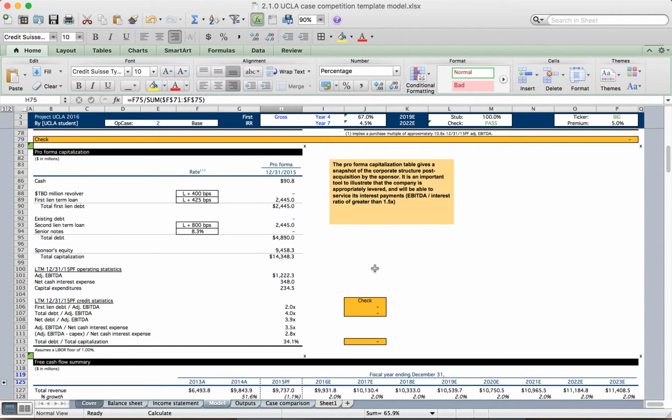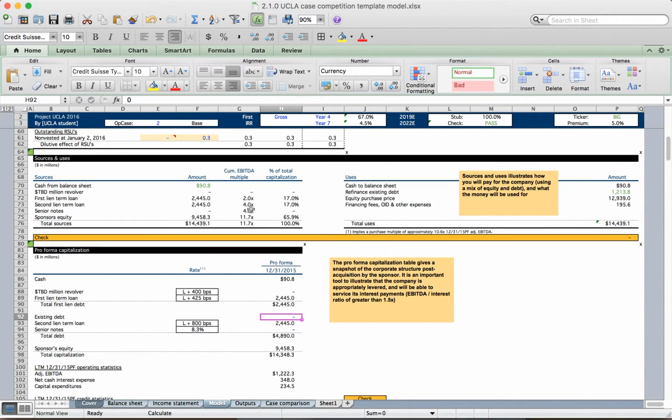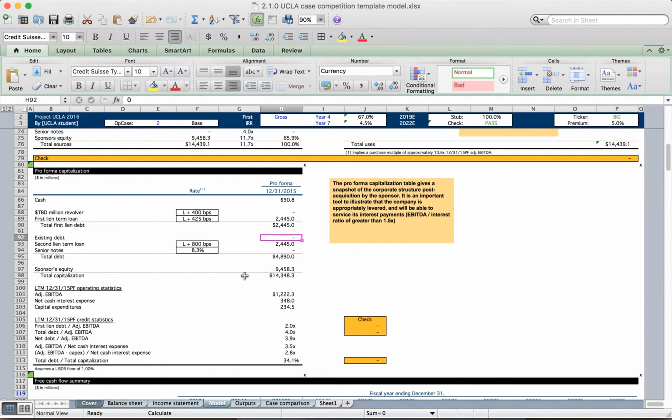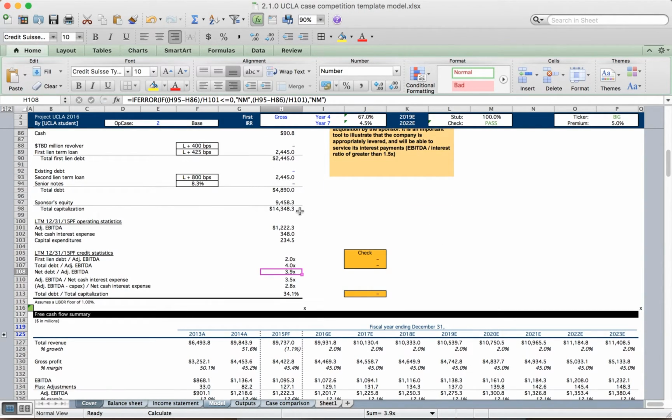So then moving down to your pro forma capitalization, you're going to look at a snapshot of the corporate structure post-acquisition. So after the sponsor buys this company, what immediately is their balance sheet going to look like? This is going to be very similar to your uses table, or your sources table here, because this is essentially a summary of the sources that you're using. But it also gives you some good metrics to see how well you can pay off the interest associated with those loans. So you can see that we've got your net cash interest expense, your CapEx, and then some ratios down here that are pretty much your interest coverage ratios or your leverage ratios. And again, you don't want to see those numbers get too high, otherwise it may not be a viable LBO, but you want to look into that and compare it to similar deals in the past.